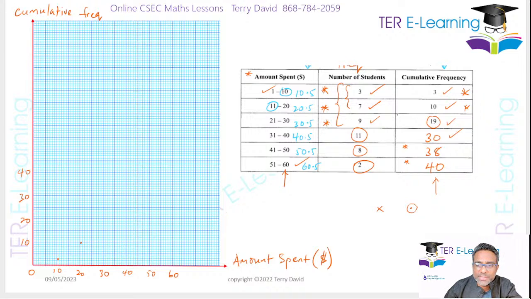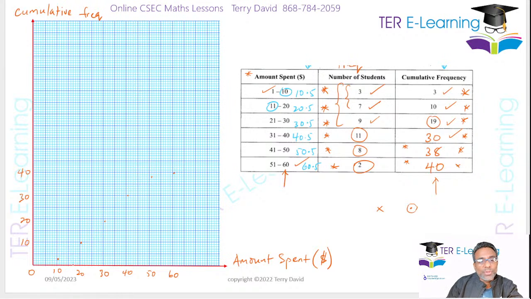This one here is 30.5 against 19, which is here. Then we have 40.5 against 30, which is somewhere here. Then we have 50.5 against 38, somewhere here. Now it's looking like a straight line, but it's not really a straight line. Then 60.5 against 40 is somewhere here.